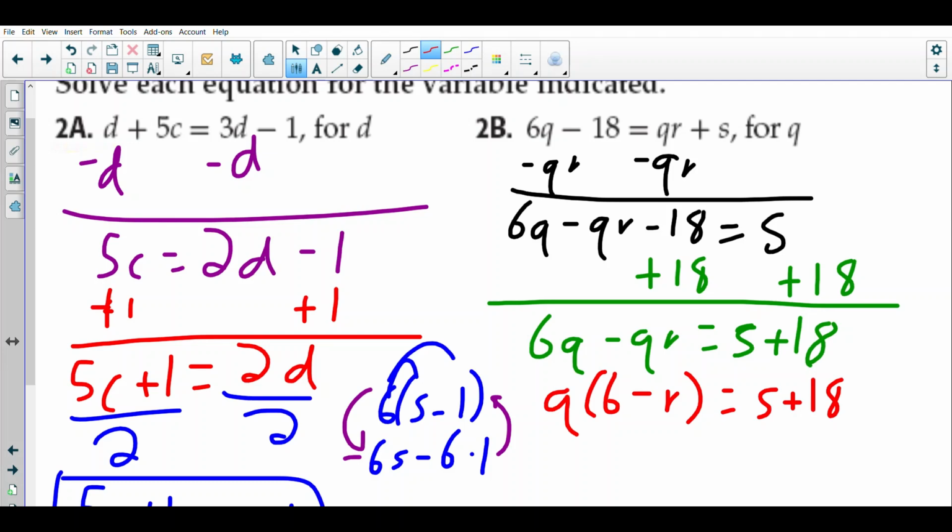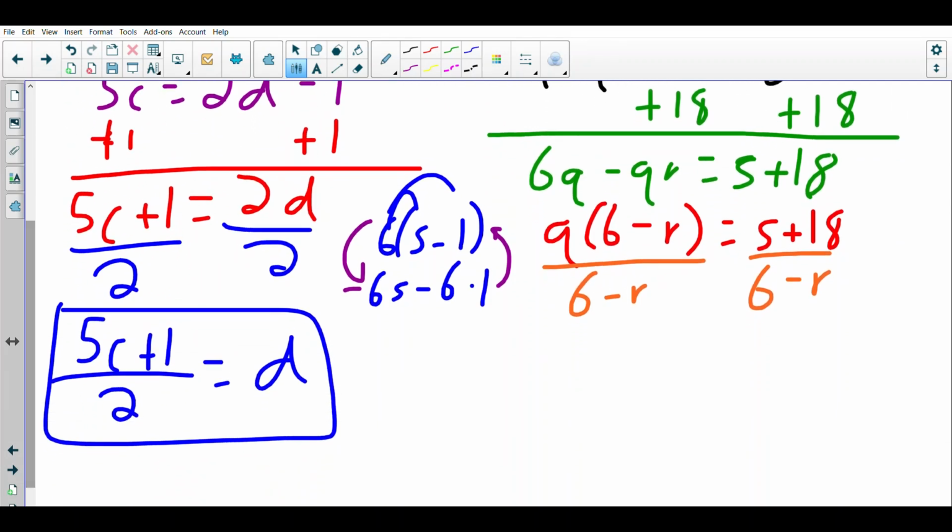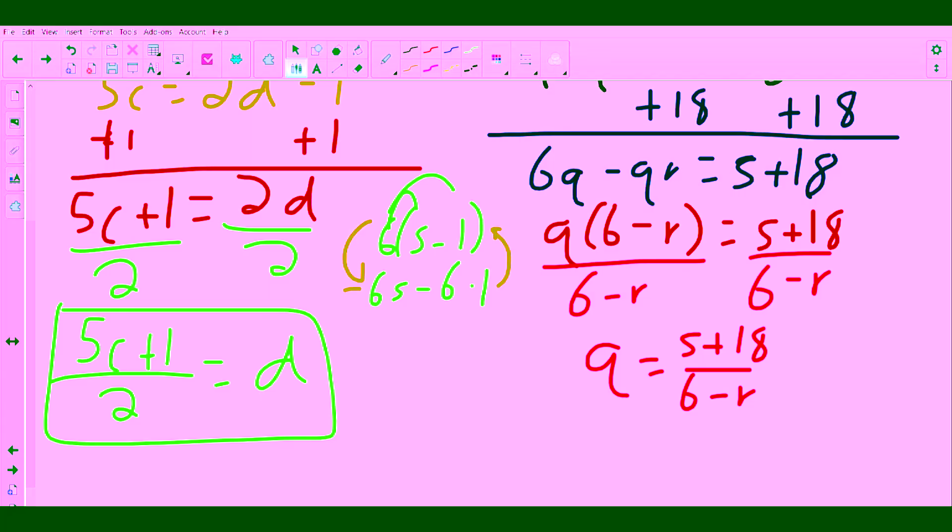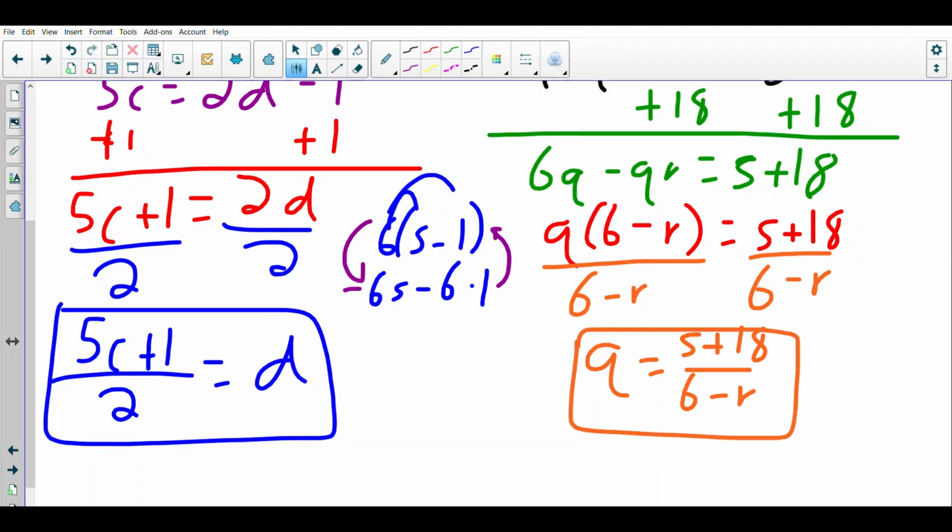So now what I'm going to do is, that 6 minus r is just a number. It's whatever r is, it makes a number. So I'm going to divide by 6 minus r on both sides. Now, obviously we have all these variables, these weird terms, but there's nothing we can do. So we're left with q is equal to s plus 18 divided by 6 minus r. There's nothing we can do, and we're done.